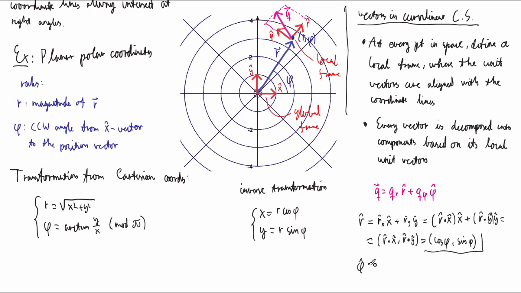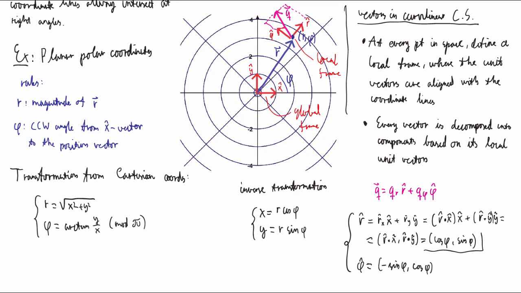Okay, and we can do the same thing for phi hat, and then we'll get that that is minus sine phi, cosine phi. So this is the price you pay for working in a curvilinear coordinate system with vectors, and that is that the local unit vectors onto which you want to decompose your vectors actually depend on position. This can lead to some subtle issues that I will show you in a minute.